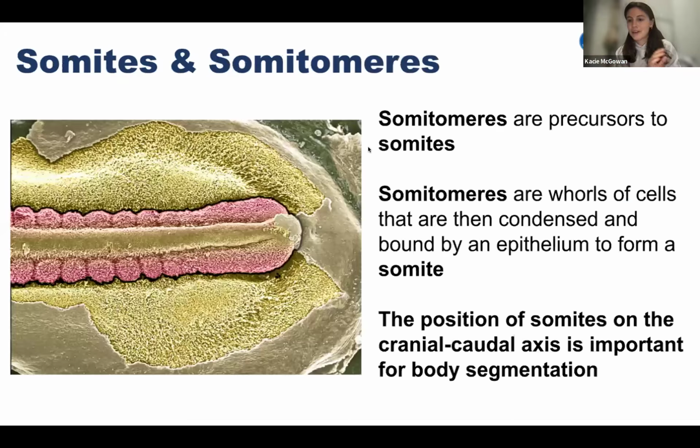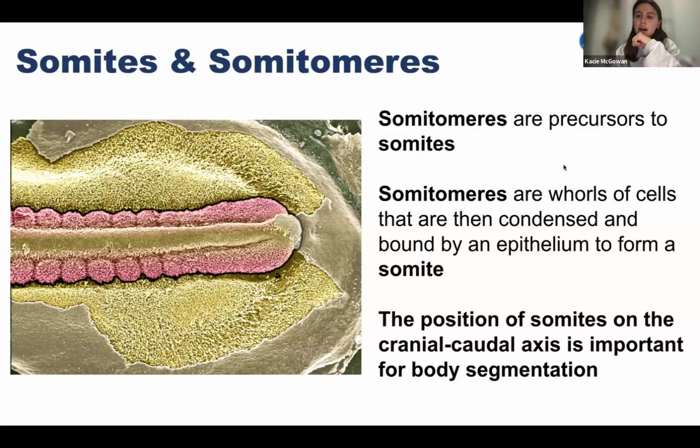If you're interested, because these are pretty cool, there are cool videos where you can see the somites form one after another down the body axis. Whereas somites are those individual bricks that you can see on the left side of the image here, wrapped in an epithelial package, a somitomere is going to be the precursor structure to that. They are not formed into these packaged bricks, but they are cells that will then be condensed and bound by the epithelium.